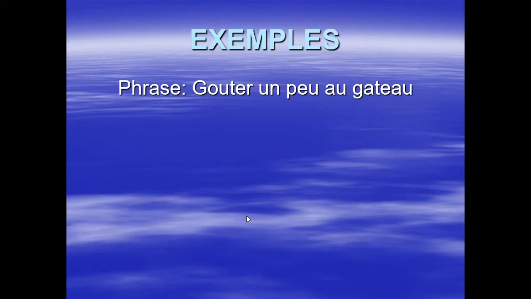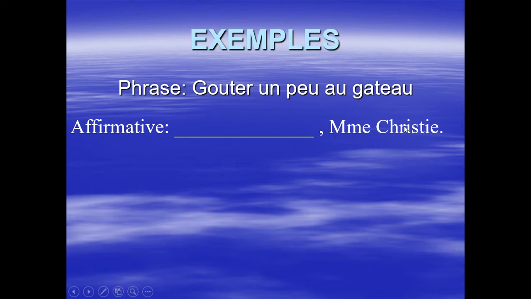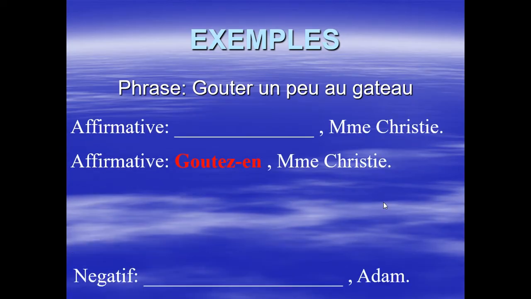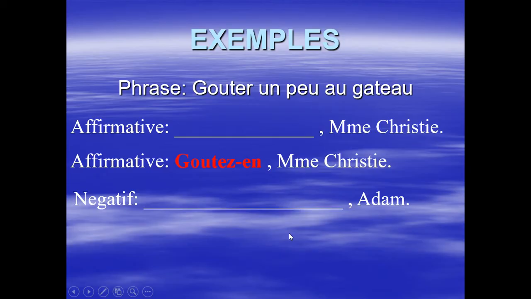And then goûter un peu au gâteau. So un peu is some, it's a quantity. And you're talking to Madame Christie, so it should be using vous. So it should be goûtez-en. And then secondly, you're talking to Adam here, so it's like you're talking to tu. And the answer is non, goûte pas, and then the S rule comes back into play for negative. So you have to take the S off for tu again in the negative form of imperative plus pronoun.